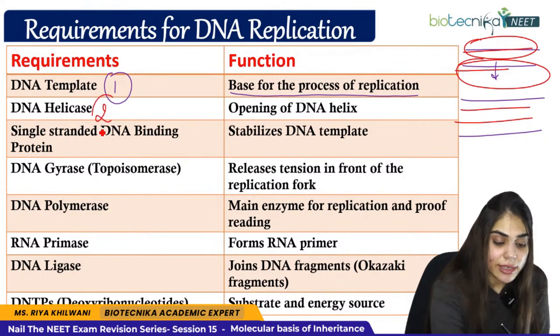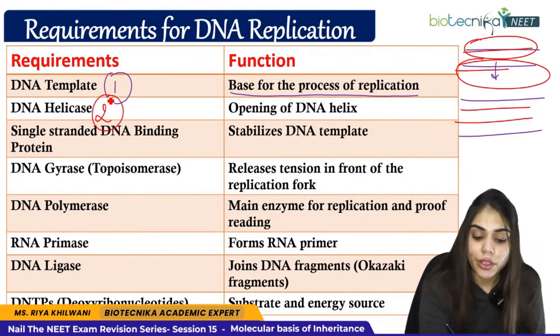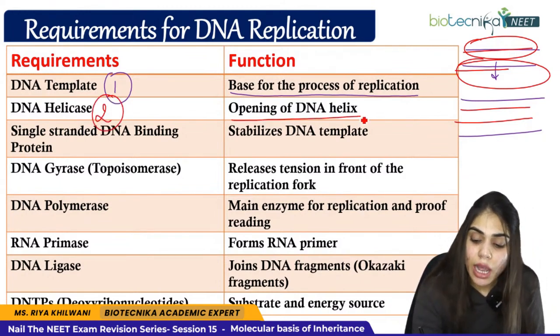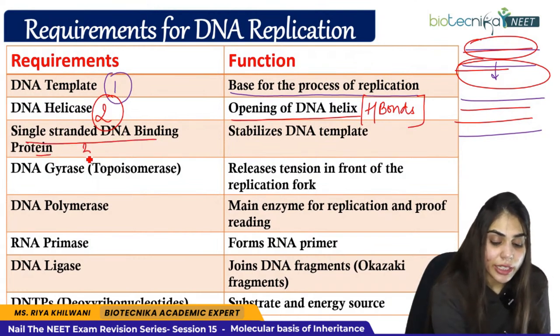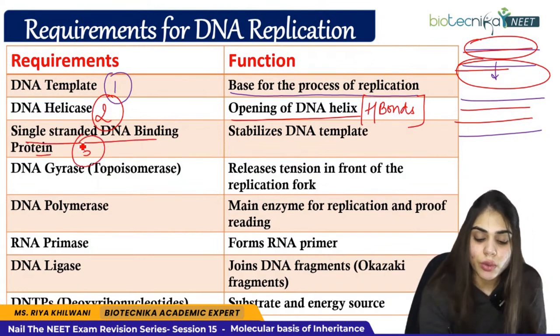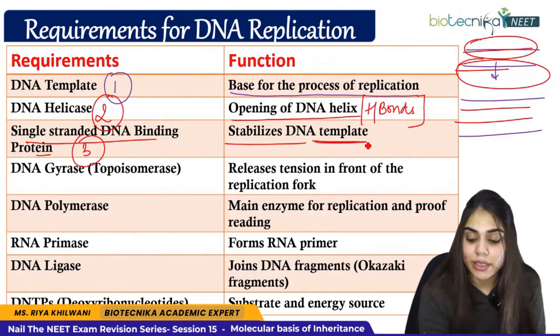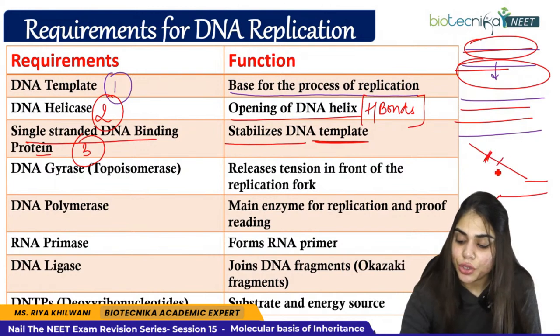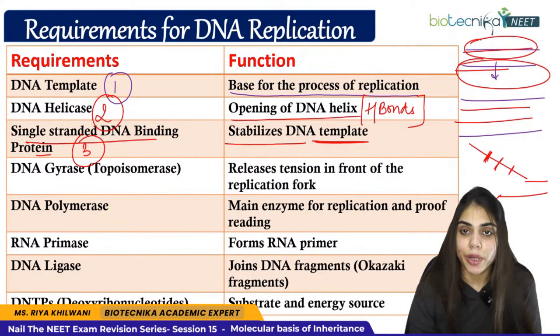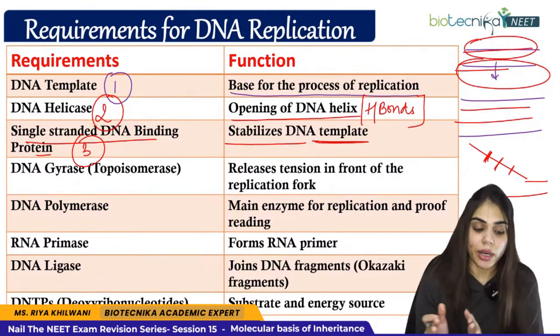Second is the helicase enzyme. What does it do? It opens the DNA helix. How is it opening? It is breaking all the hydrogen bonds between the DNA bases. It also requires the single-stranded DNA binding proteins. What do they do? They stabilize the DNA template. How? They hold the separated DNA strands so that they do not pair again. So they bind to both the strands separately and keep them apart.